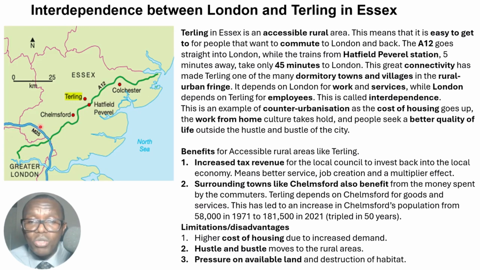And then in terms of trains into London, it's only 45 minutes by train into London from Hatfield Peveril Station, which is 5 minutes away. Now, this great connectivity has made Terling one of the many dormitory towns and villages in the rural-urban fringe.